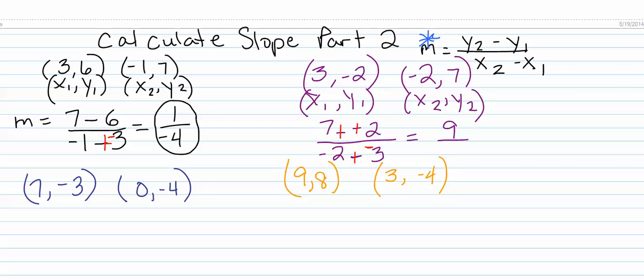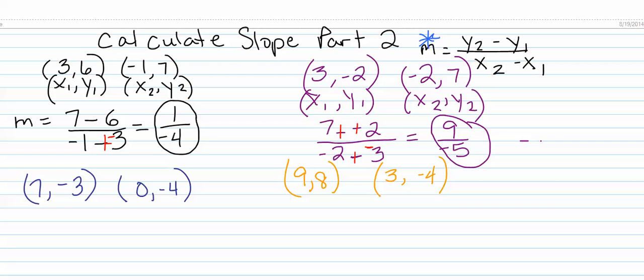Okay. So then when I do my math on the bottom of this problem, -2 plus -3 is a -5. So my slope is -9/5. I can't simplify that. I can't reduce it. You could change it to an improper fraction. It is equal to -1 4/5.